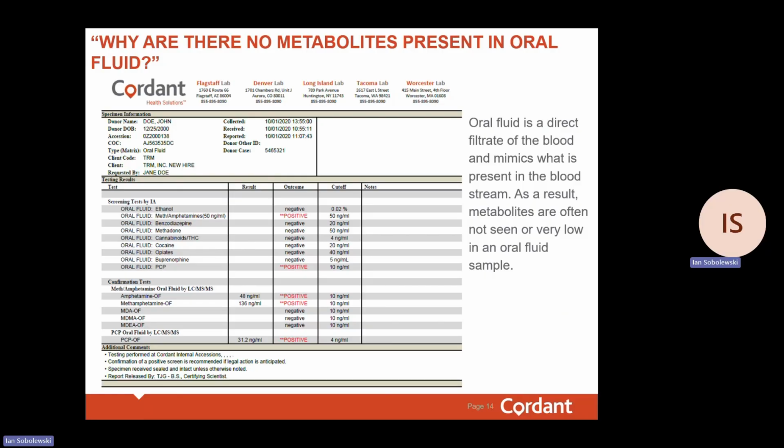Now, as I mentioned earlier, oral fluid is a direct filter of the blood. It's not a reservoir matrix like urine. So this means it provides us a snapshot of drug actively circulating in the bloodstream. Now, in the body, drug metabolites are rapidly cleared from the blood through the liver and kidneys. Thus, circulating metabolite levels are very low. So oral fluid is primarily going to detect parent compounds and not so much the metabolites because of that reason.